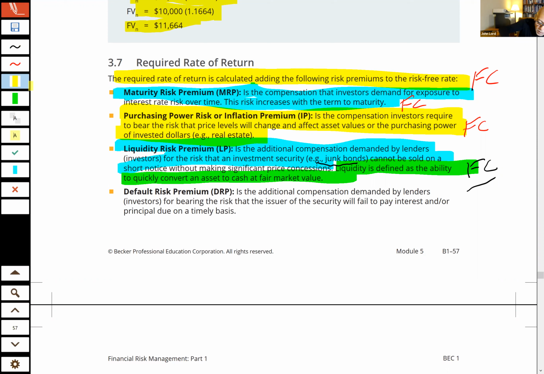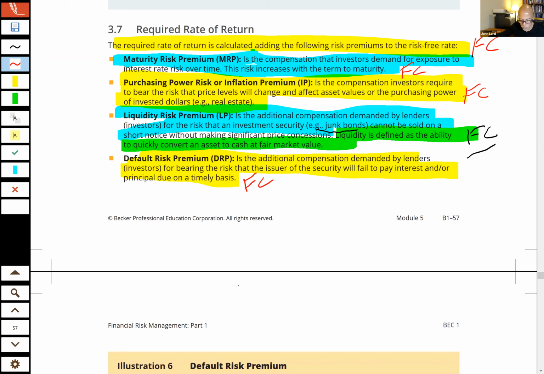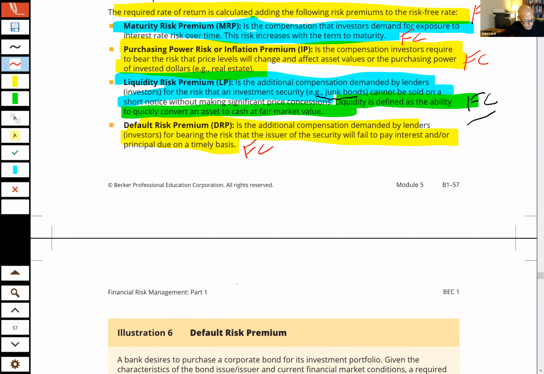Default risk premium is additional compensation demanded by lenders for bearing risk that the issuer of the security will fail to pay interest and/or principal due on a timely basis. And that really relates to a large extent on their creditworthiness. But again, if they don't have as good a credit rating, we would expect an additional premium for default risk.